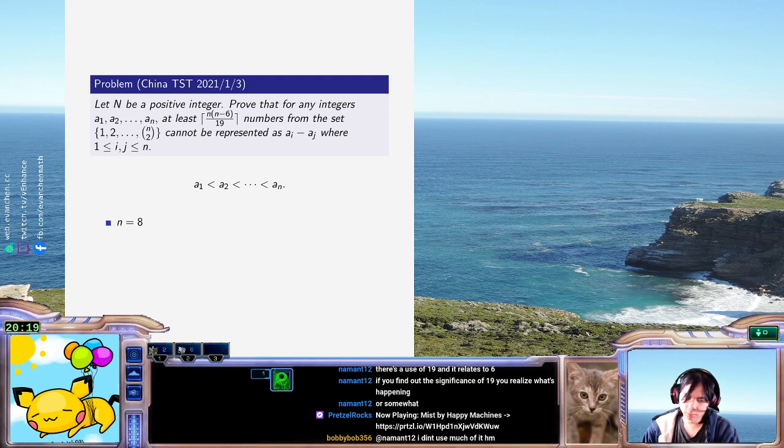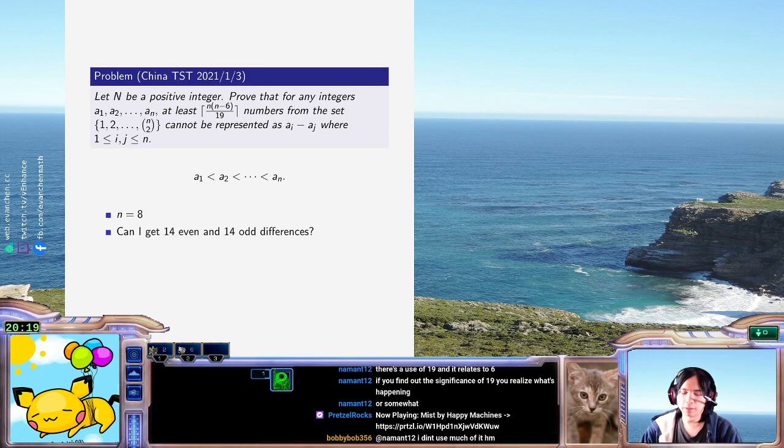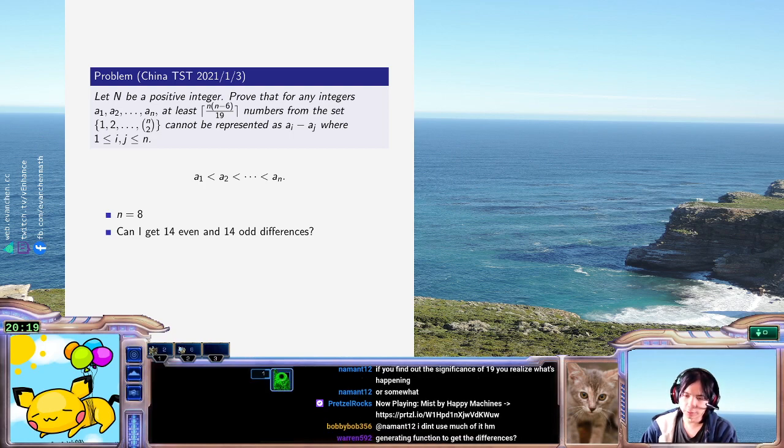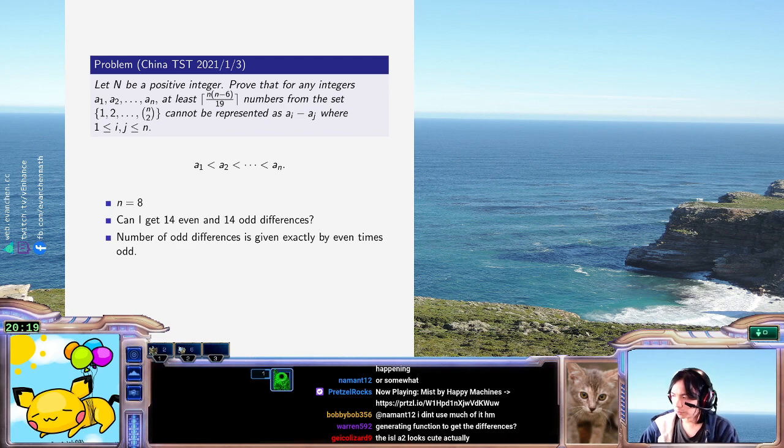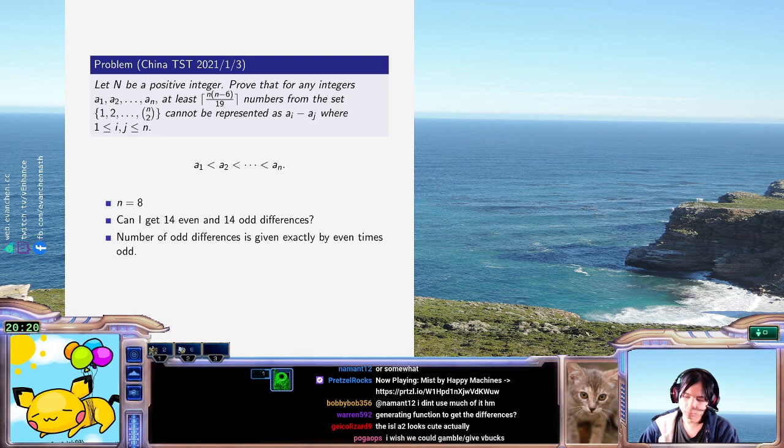So can I get 14 even and 14 odd differences? Is that a thing that's possible, period? I want to say no, because the number of odd differences is given exactly by the product of the number of evens times the number of odds, and you can't have 2 times 7 or something like that. More generally, for any n, you'll get some missing things this way.